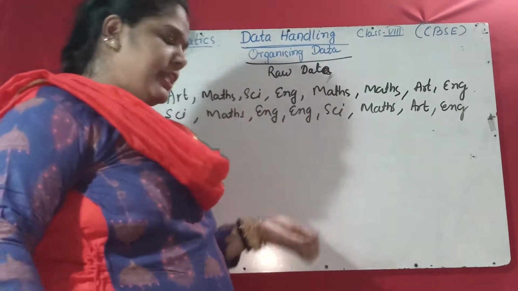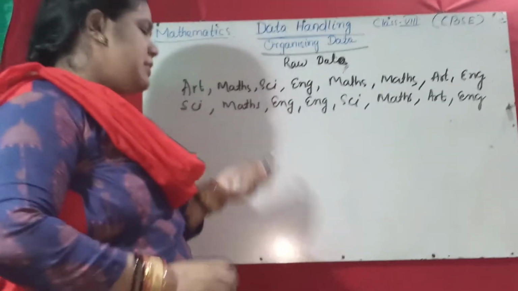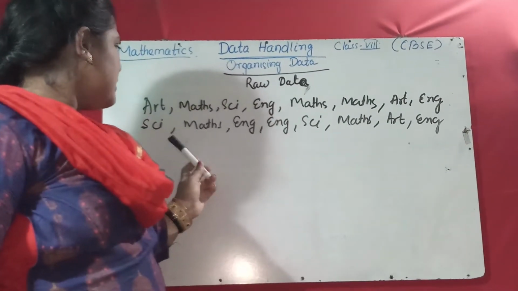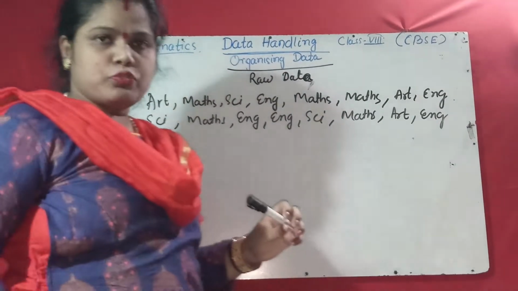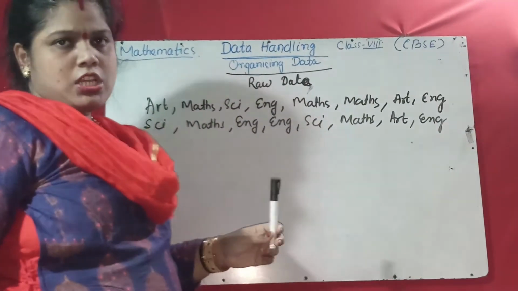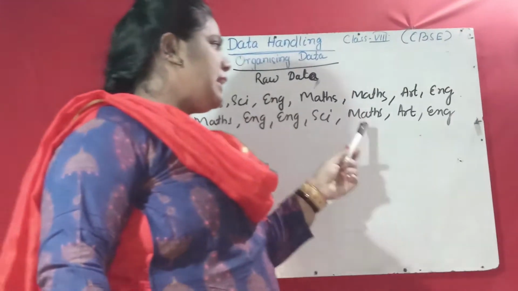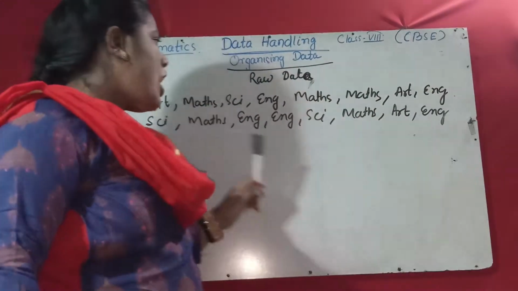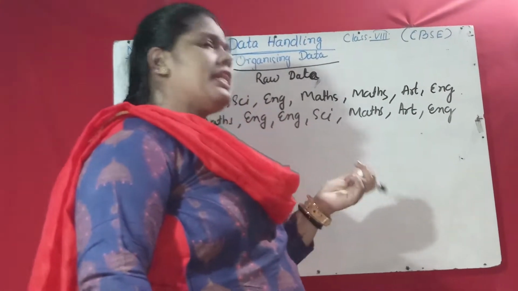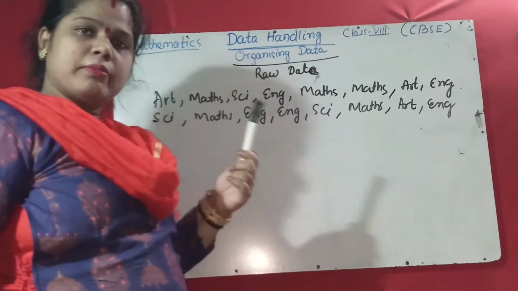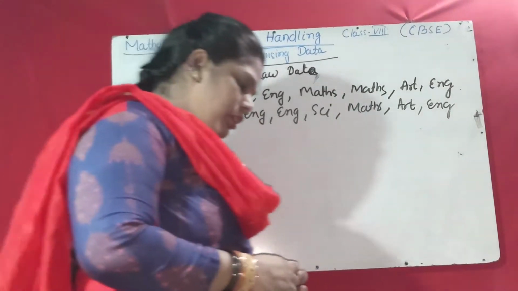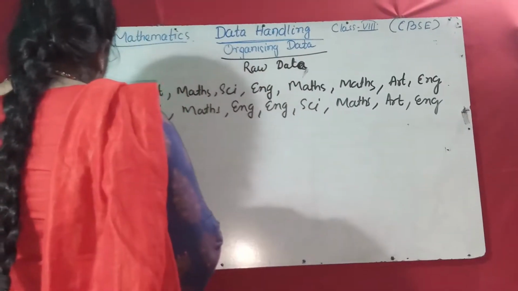So you have to find out how many students like math, how many like science, how many like art, and how many like English. So there are 4 subjects, and haphazardly these are given. This is called raw data. You have to organize the given data properly to find out how many students like each subject, which subject is liked by the most students, and which by the least. So how will you organize the data? How will you make the organized data?